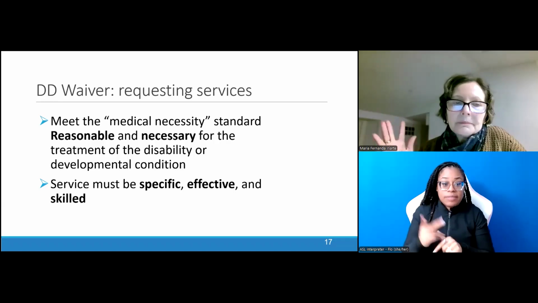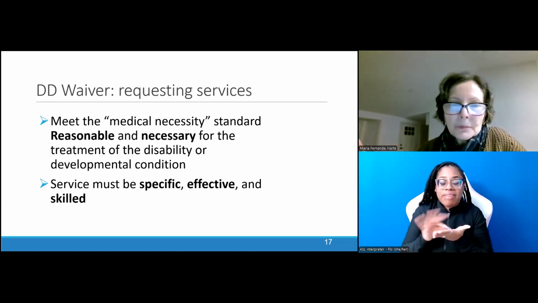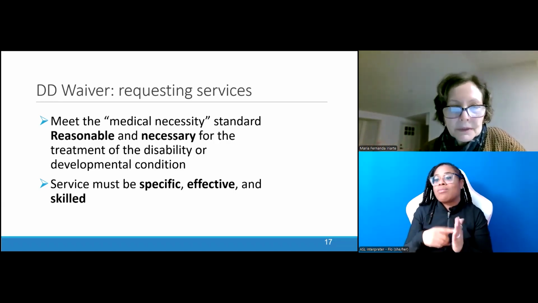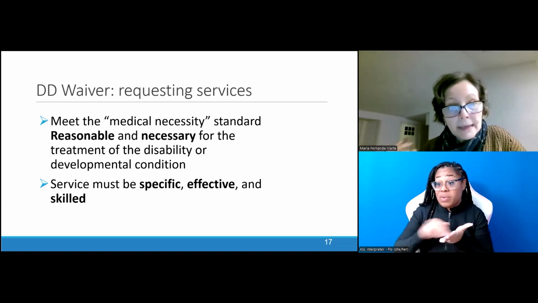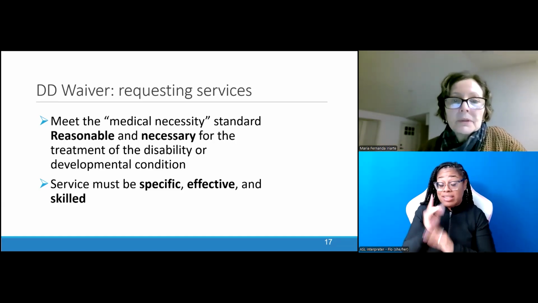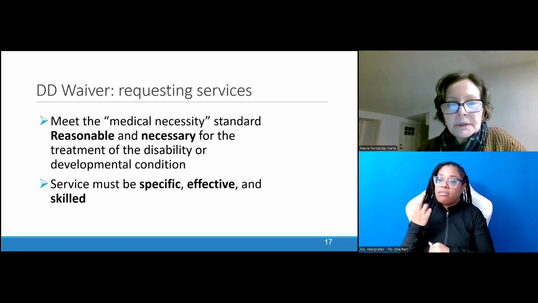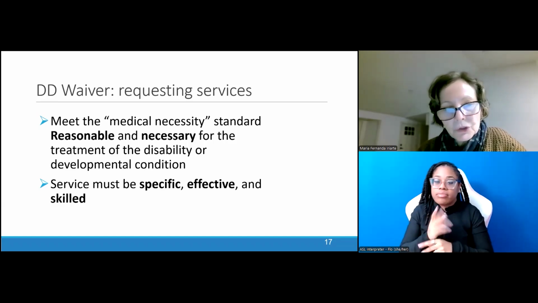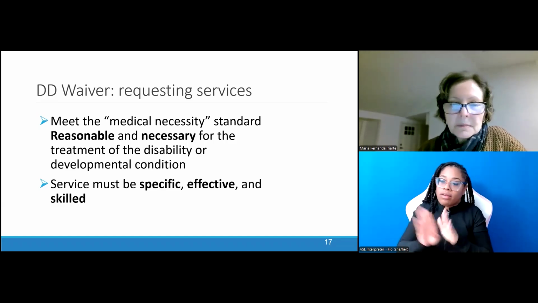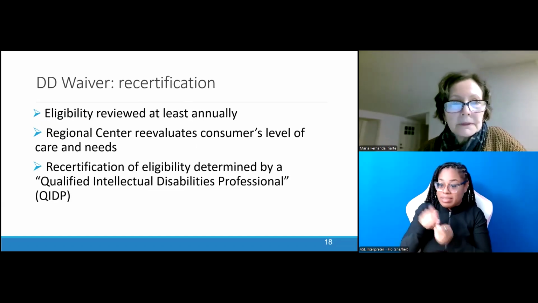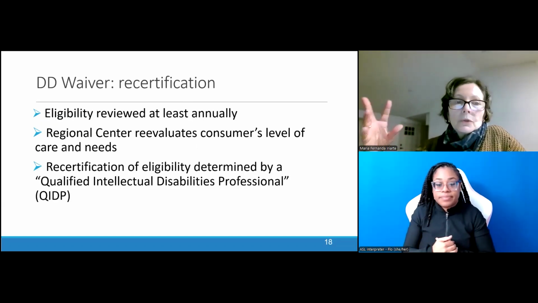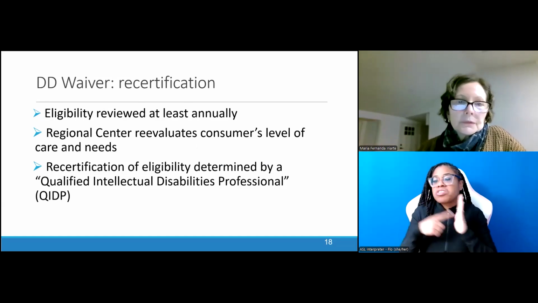Like all Medi-Cal services, you've got to show medical necessity to get the service. So with the DD waiver, you've got to show that what you're asking for is reasonable and necessary to treat the disability or developmental condition, and the service has to be specific, effective, and skilled. Let's say you become eligible for the DD waiver.